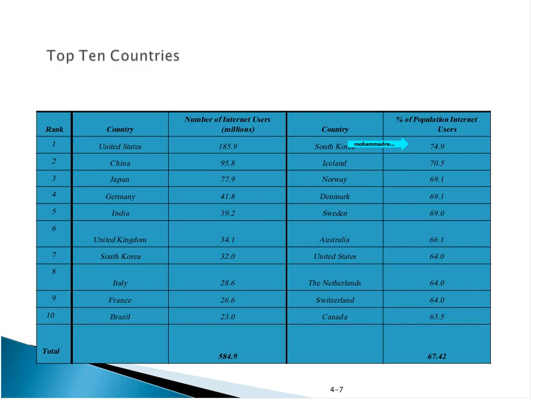We see then Iceland with 70%, Norway, one of the Scandinavian countries in the north of Europe, 69%, Denmark, Sweden, they are all Scandinavian, Australia 66, and you see the United States, which was the top one, is now number 7. It's very ironic and nice: South Korea was number 7 in the first column, now it's first, and the United States was first in the previous one, now it's number 7. It's just a coincidence, but it's nice to have this coincidence here. Number 8 is Netherlands, then Switzerland and Canada.